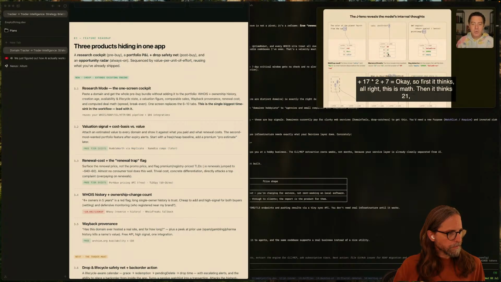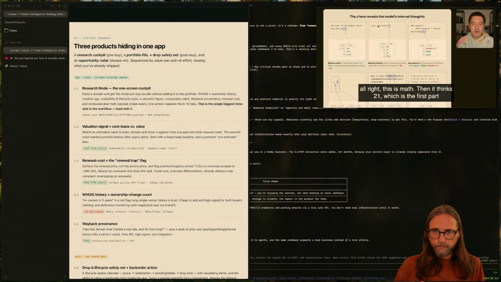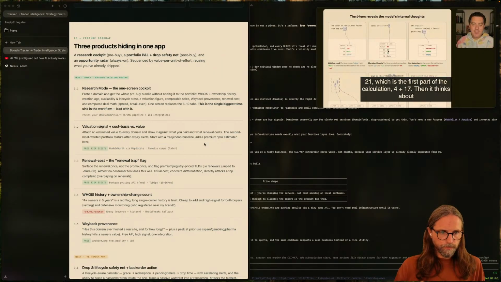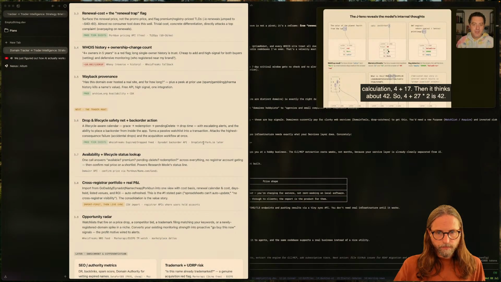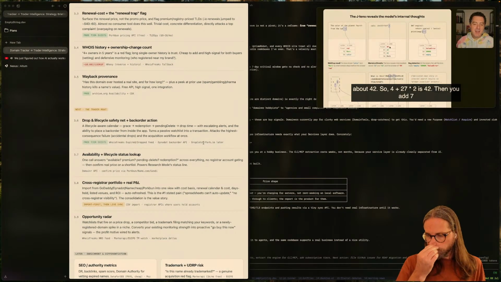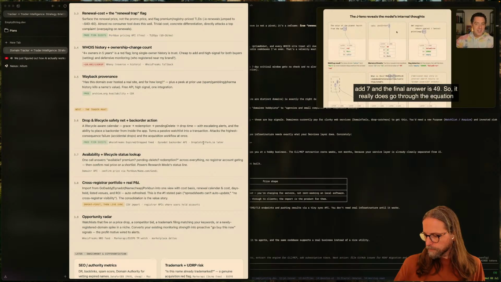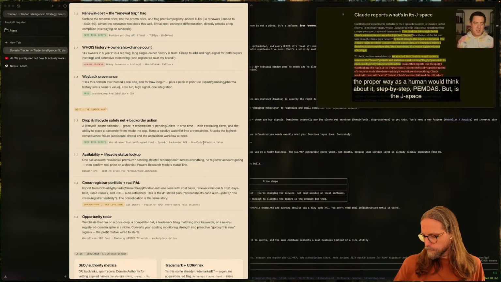Then it thinks 21, which is the first part of the calculation, 4 plus 17. Then it thinks about 42. So 4 plus 17 times 2 is 42. Then you add 7 and the final answer is 49. So it really does go through the equation in the proper way as a human would think about it, step by step, PEMDAS. But is the J-space causation or correlation?